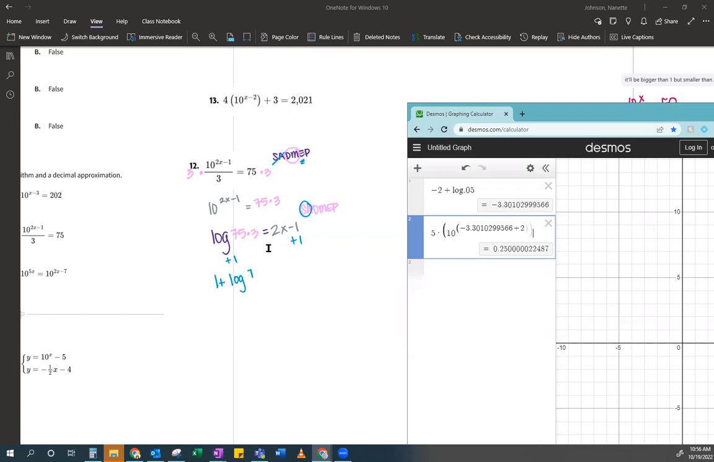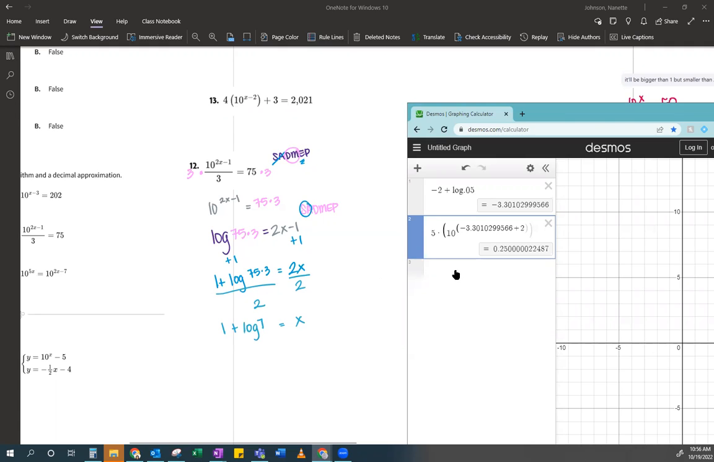And then last but not least, I just need to divide this whole thing by 2. So I'm going to just divide this whole thing by 2. Divide this by 2, and there goes my answer. X is equal to 1 plus log of 75 times 3, all divided by 2.